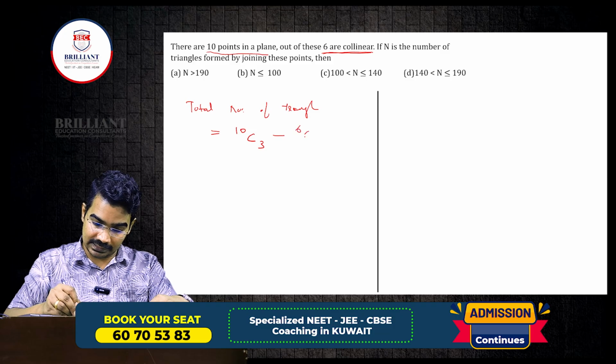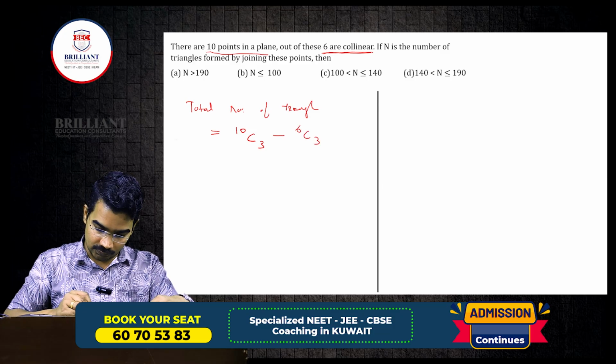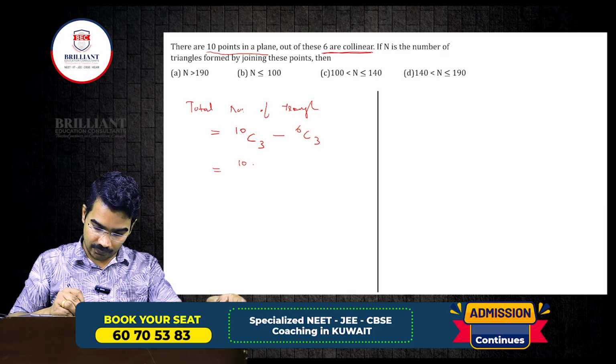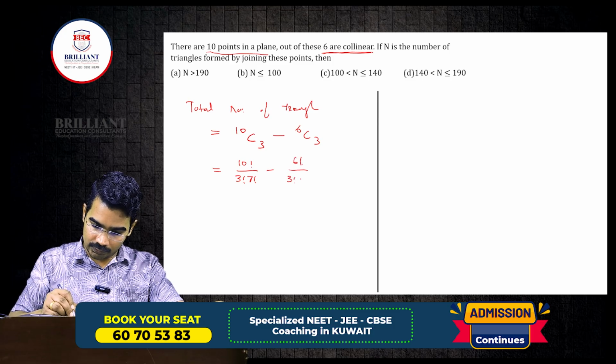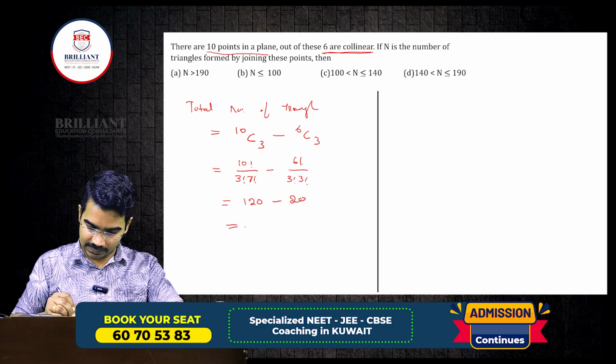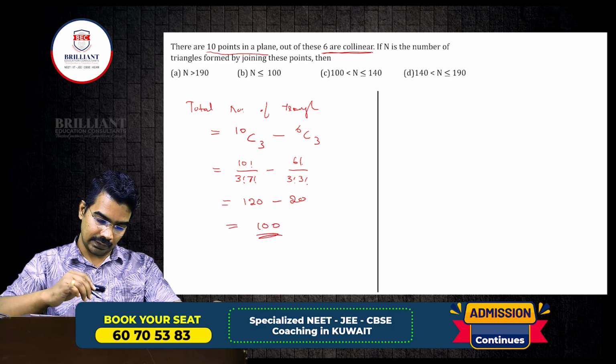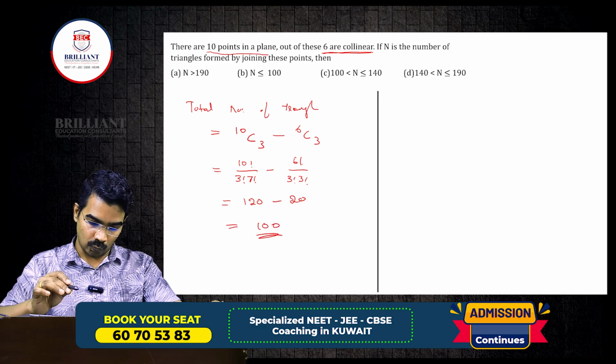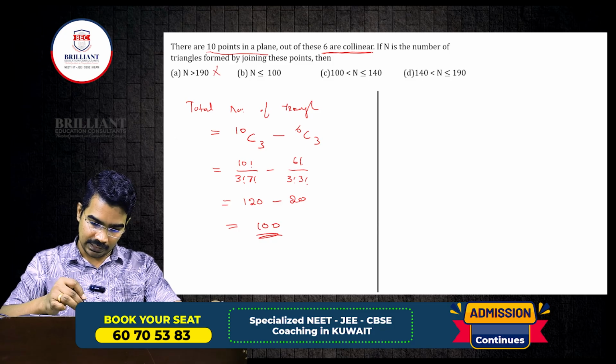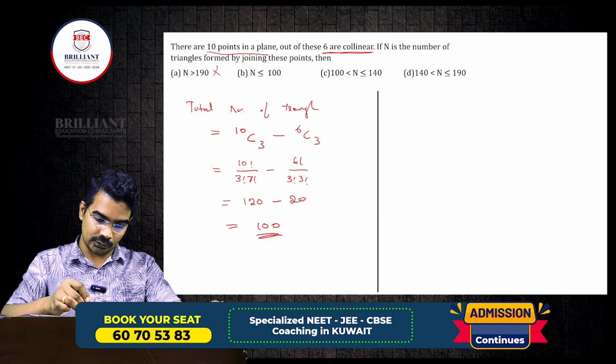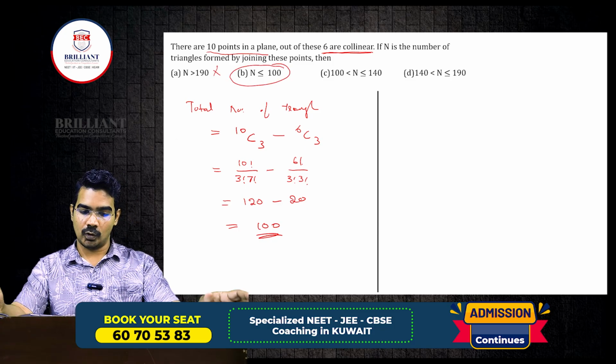So 6C3. So this will be 10 factorial by 3 factorial into 7 factorial minus 6 factorial by 3 factorial into 3 factorial. This will be 120 minus 20, that is 100. So in the given, n is greater than 190, no, that is not correct. N is less than or equal to 100. So the right option is B. Option B.